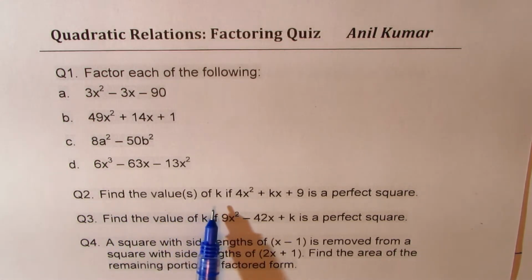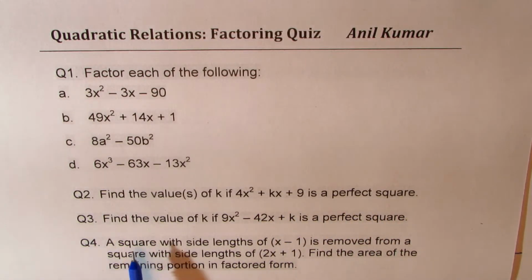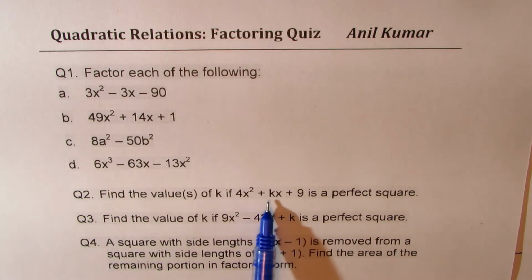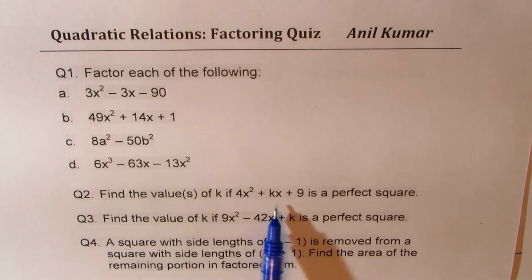Find the values of k if 4x squared plus kx plus 9 is a perfect square. Question number 3. Find the value of k if 9x squared minus 42x plus k is a perfect square. So we have changed the position of k from being a coefficient of x to being a constant. So that is a change in question number 2 and 3.